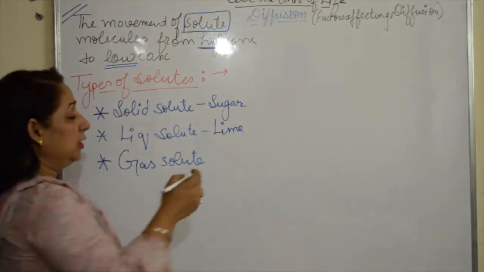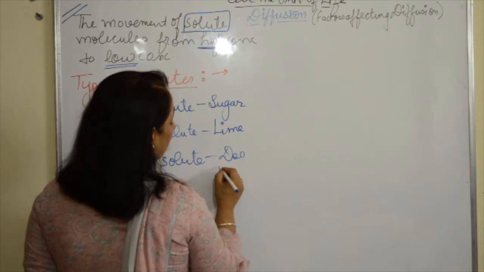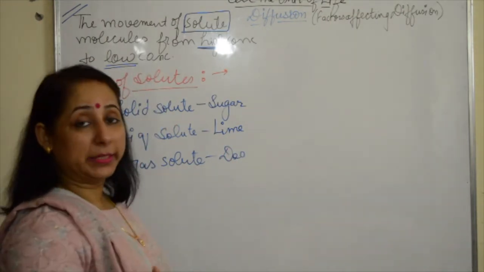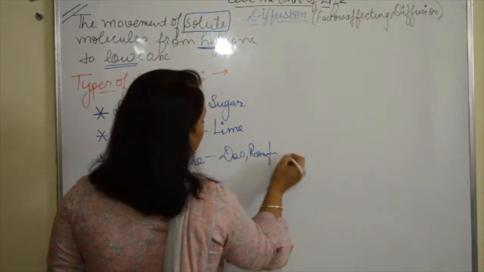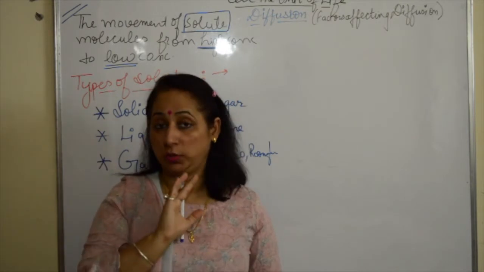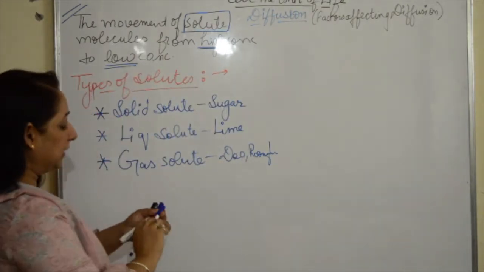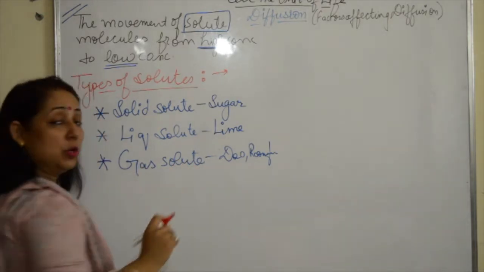Then it would be gaseous solute. So the gas solute will be your deodorants, your essence sticks or agarbattis, room fresheners, wherein they are sprayed in one corner of the room and you can smell it throughout. So what are we basically discussing? Now herein one more thing, they will mix, or you can say diffusion.